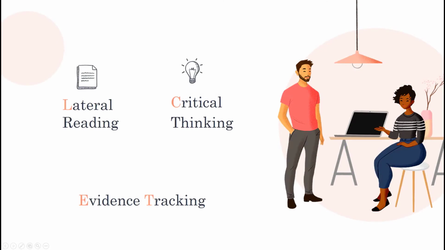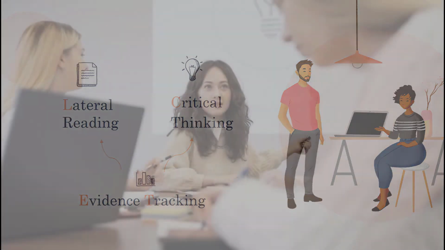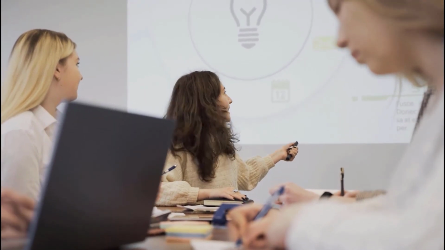Now we've learned how to read laterally and to think critically about our sources by comparing and tracking evidence. In the next video, the last step for the source evaluation, we will learn how to think critically about our own biases and perspectives.